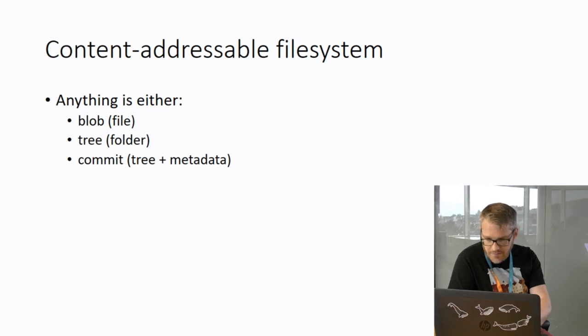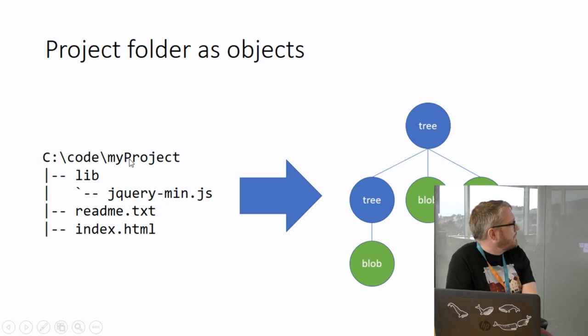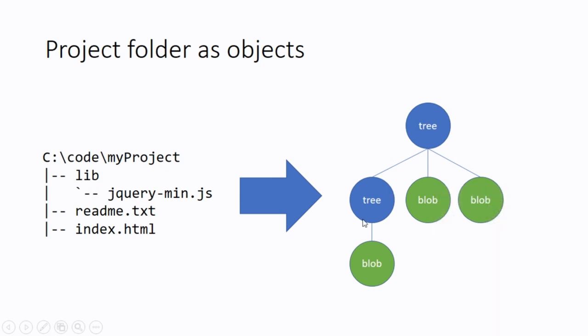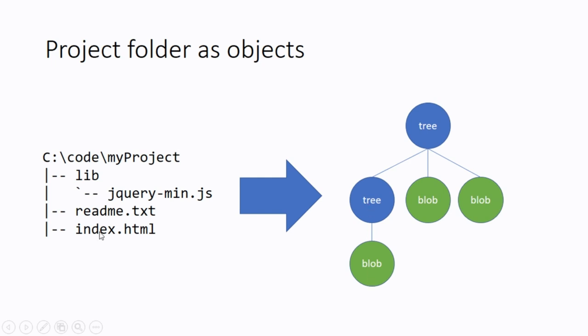So to visualize this another way, this is my project folder. I have a subdirectory called lib, which contains some random version of jQuery, and two files, readme and index. If I commit this, it will be stored in Git as one tree for the root of the project, which itself contains a tree, which is the lib folder, which again contains the jQuery file and these two others.